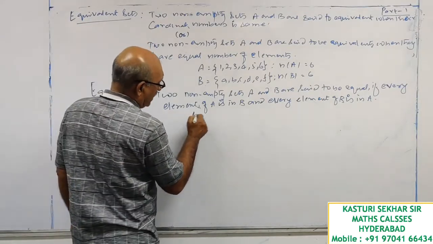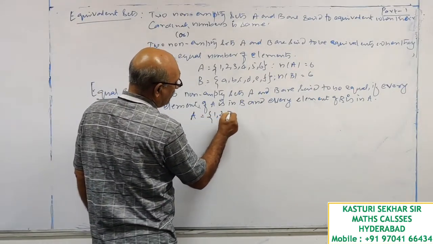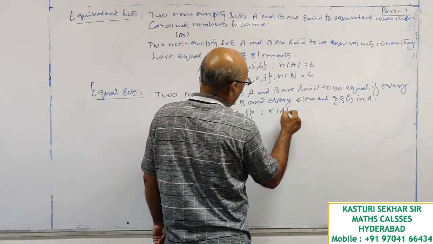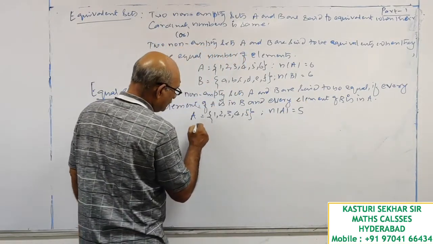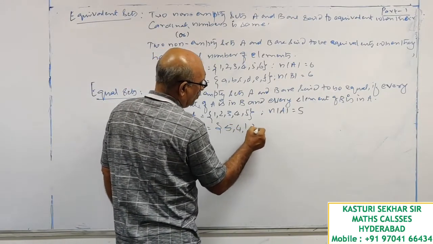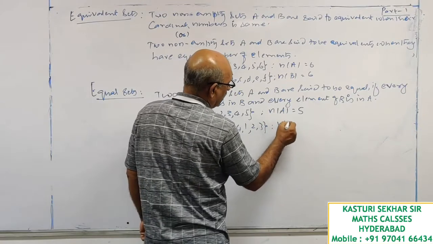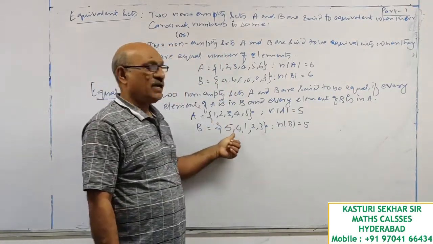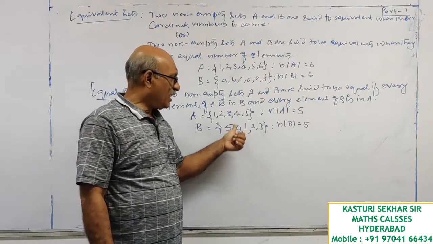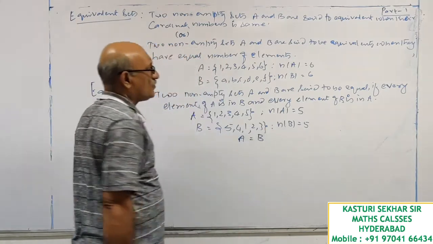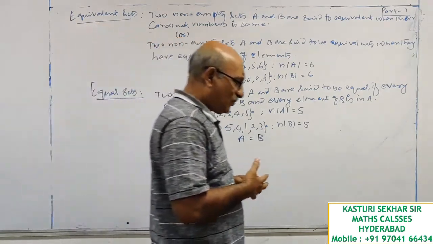Again same example I am considering, this time A is 1, 2, 3, 4, 5. Cardinal number of A is equal to 5. Set B is equal to 5, 4, 1, 2, 3. Here also cardinal number is same. Every element of A is in B and every element of B is in A. Therefore A is equal to B.